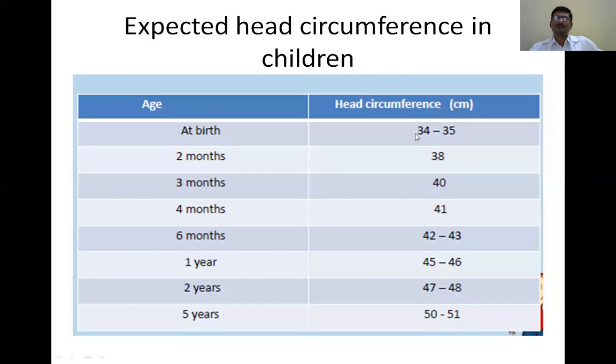So at birth it is about 34 to 35, and by the age of 1 year it becomes about 45 centimeters. So the majority of growth occurs during fetal life, and the rest, the majority of the remaining growth, occurs during infancy and the first year of life. Later, the growth is very little, between 1 to 5 years.